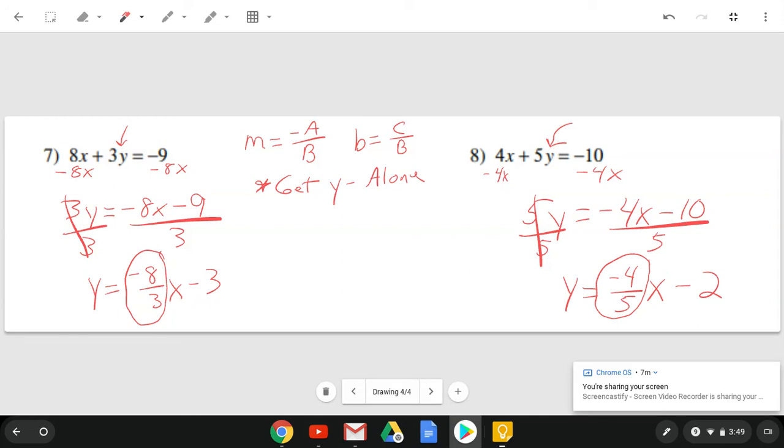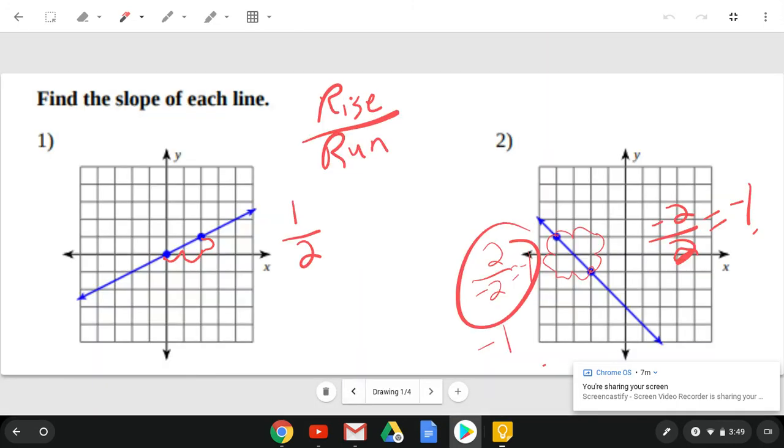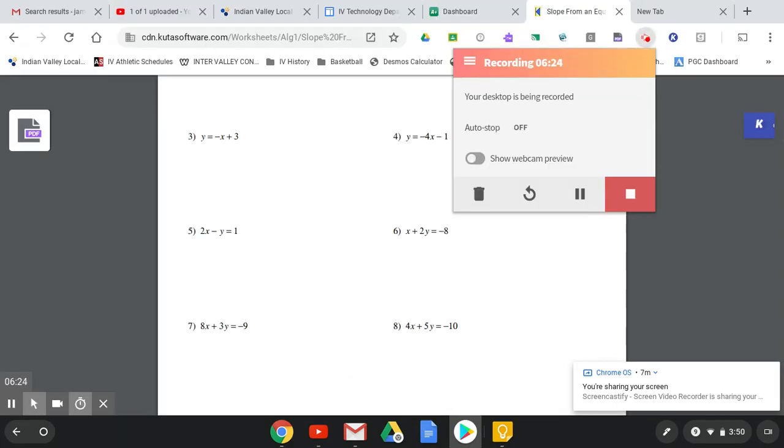So there you have it. Those are the 3 things that you're going to be asked to do in your practice problems today. So good luck with those, and I hope that everybody has a great day.